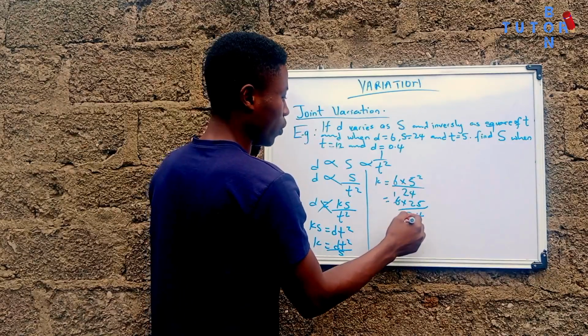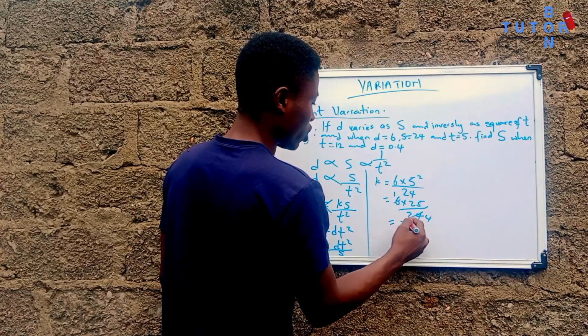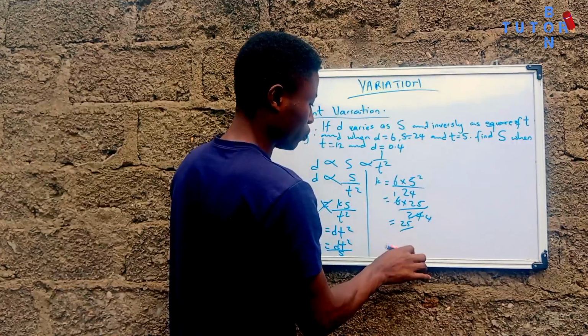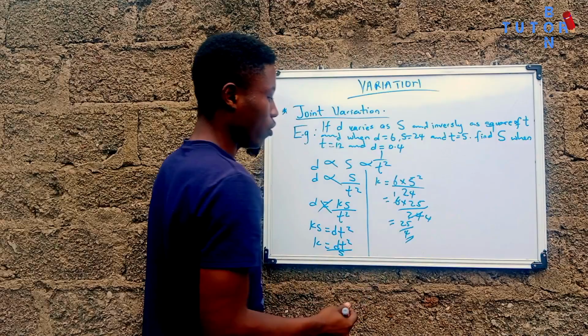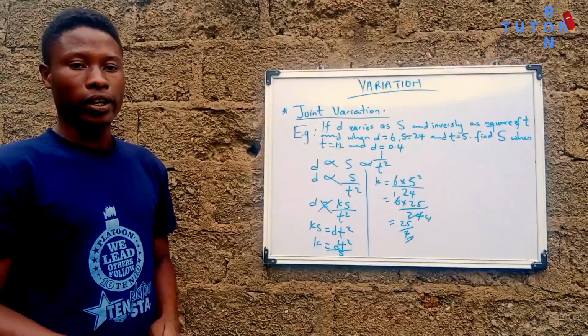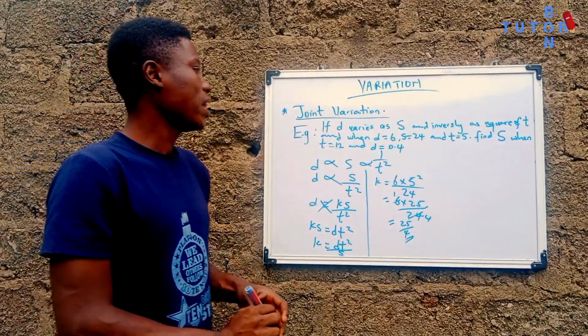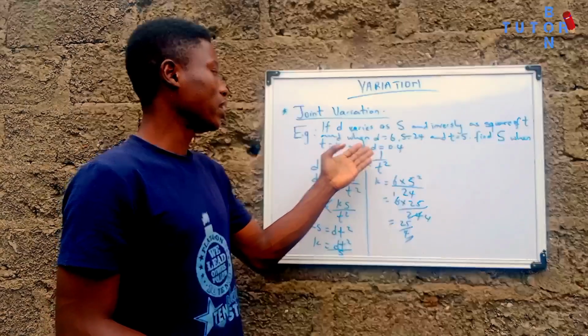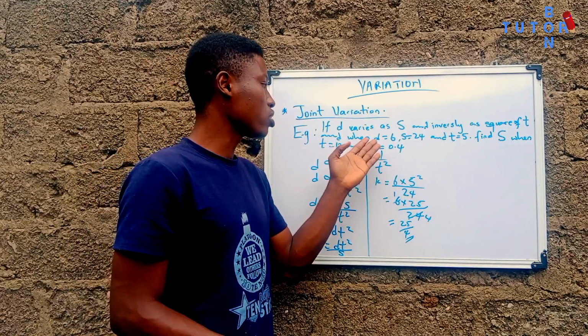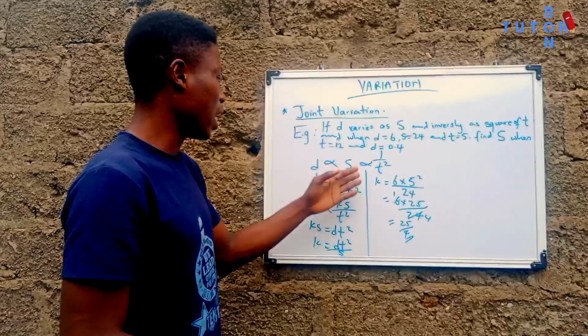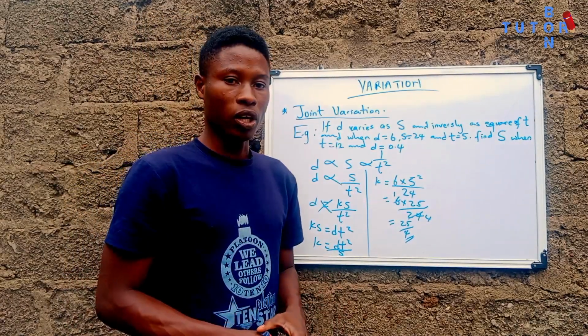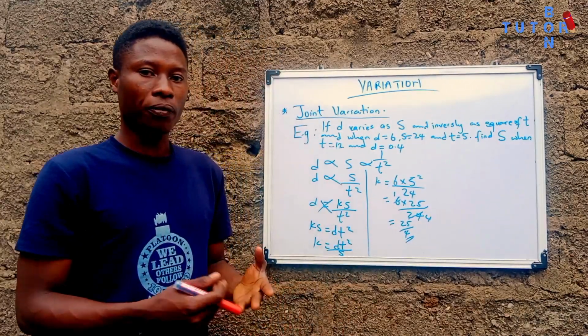So 6 here 1, 6 here 4. You have 25 over 4. That is your k. So now they said find s when t is 12 and d is 0.4. That is, we have to make s the subject of the formula.